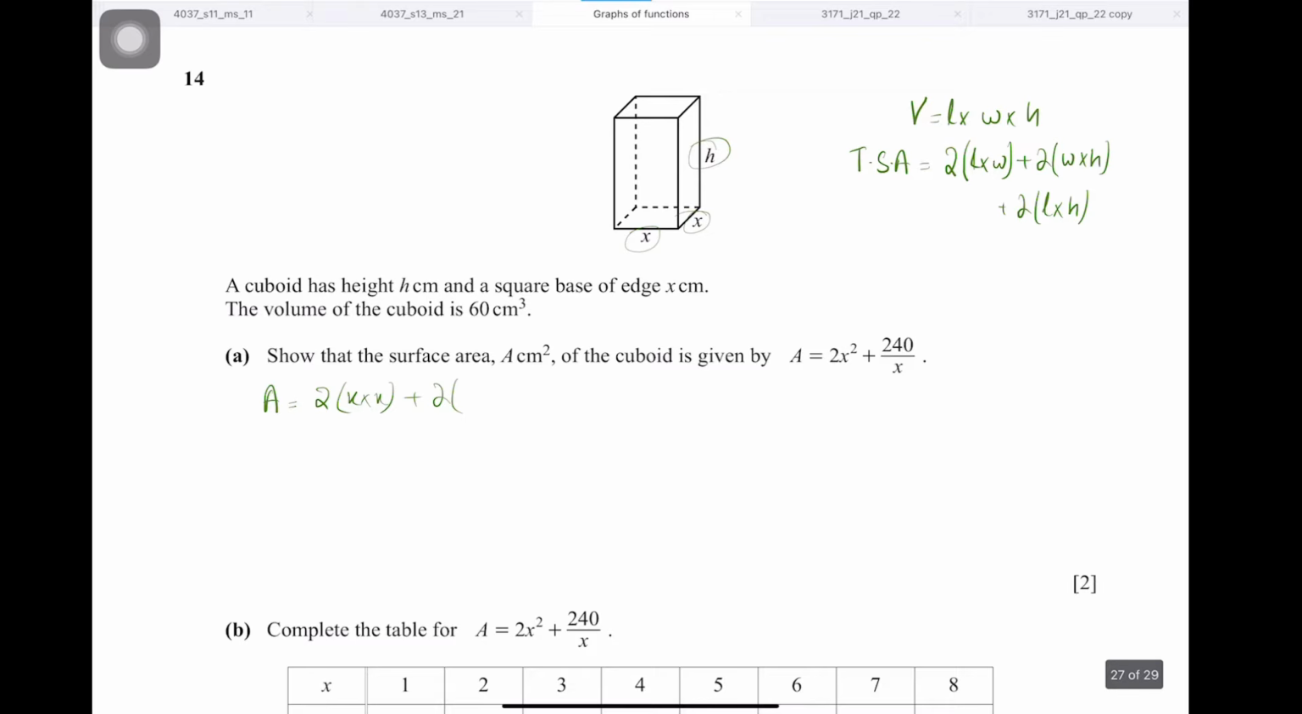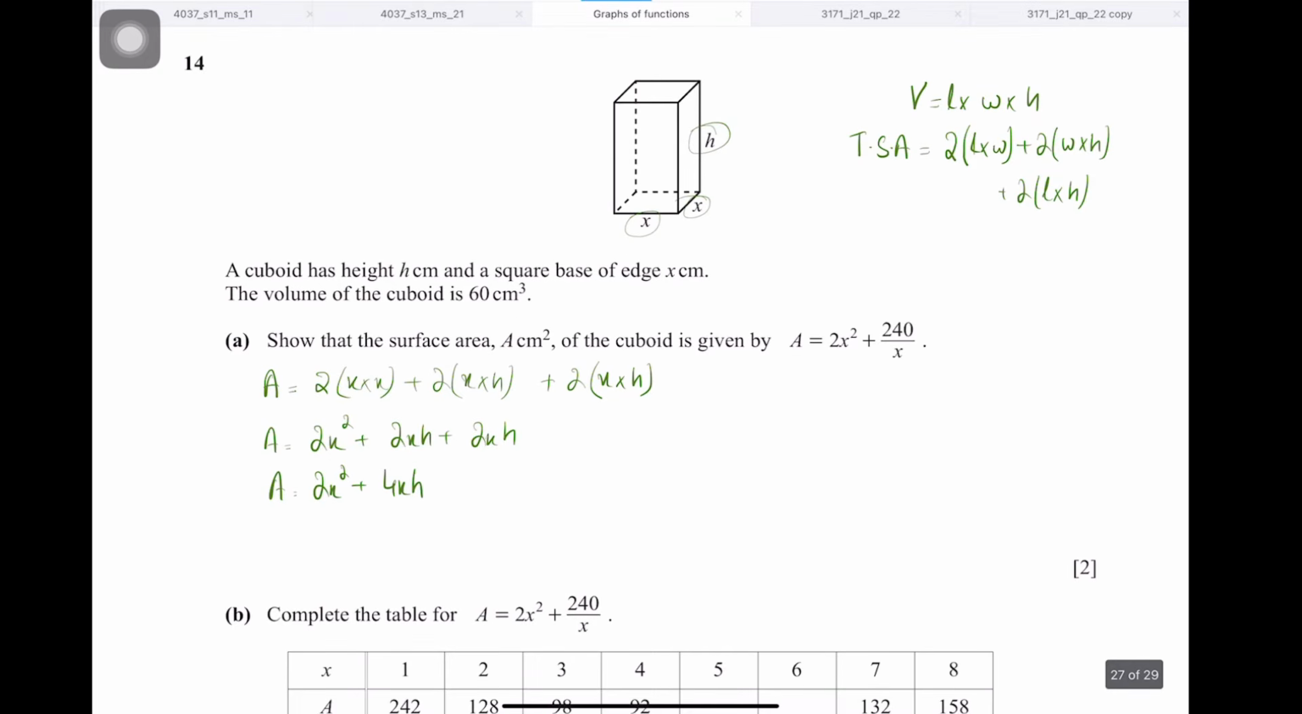But in the answer above, we have to give the final answer in terms of x only. So what we need to do is bring the height in terms of x. How do we do that? Do we have enough information to do that? Yes, the volume is given. Yep, we have the volume.